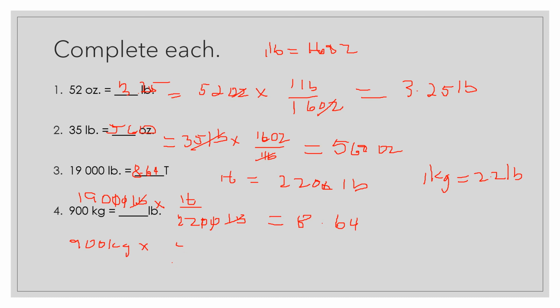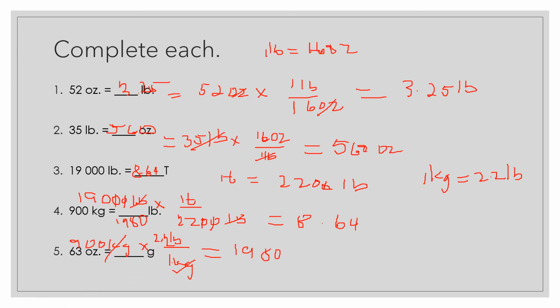So, ang hinahanap natin ay pounds. That means 1 pound over, or 2.2 pounds over 1 kilogram. So, cancel yung kilogram na unit. Then, multiply natin 900 times 2.2. That's about 1,980. Okay, so 1,980 pounds. Okay?